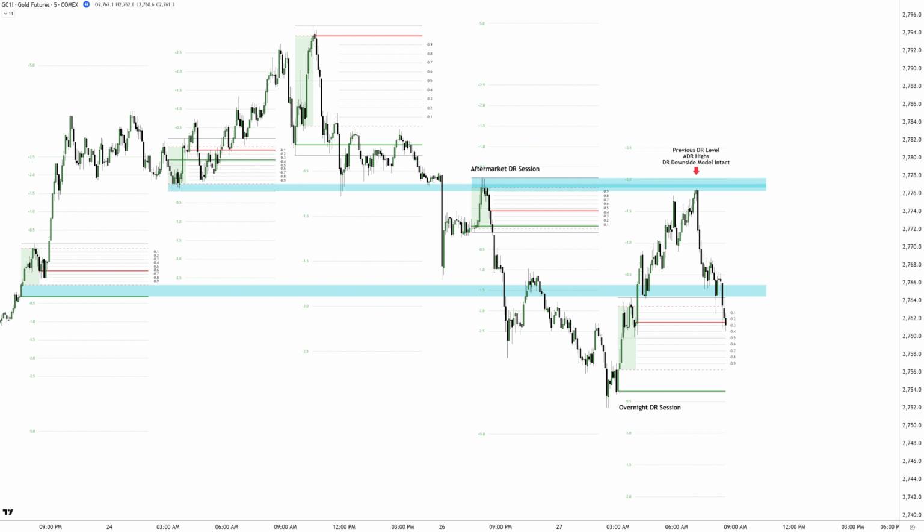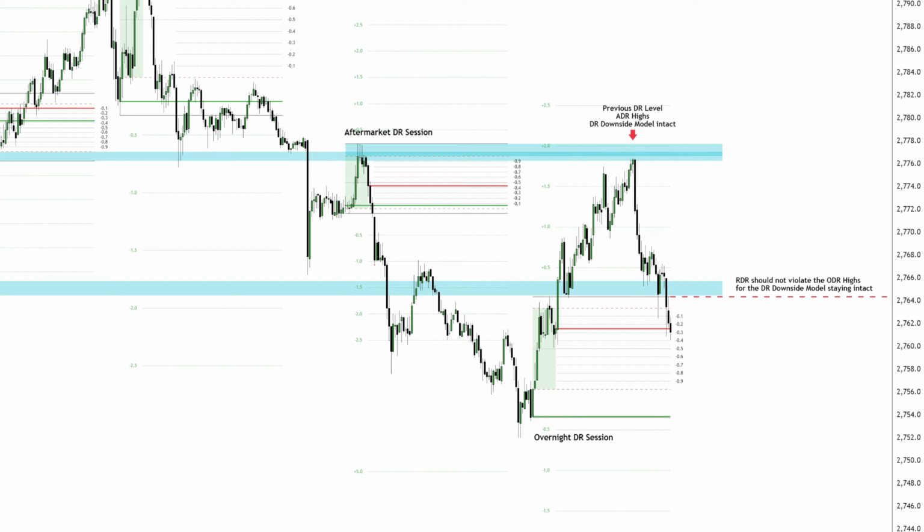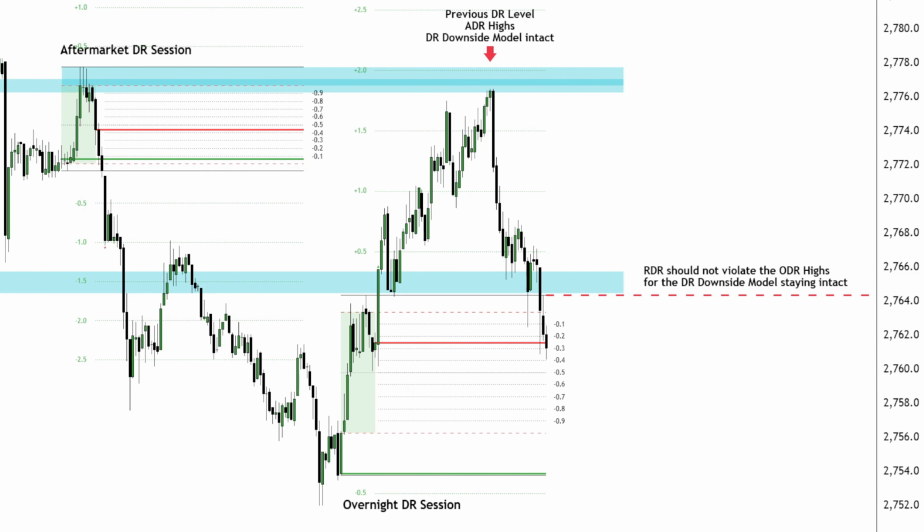price movements. For the regular DR session to maintain downside momentum, it was crucial that the overnight DR session highs remained intact. A violation of this level would have increased the likelihood of a DR range expansion model, or even a trumpet-like price action playing out over the course of the day.